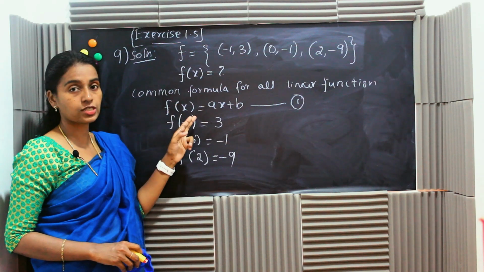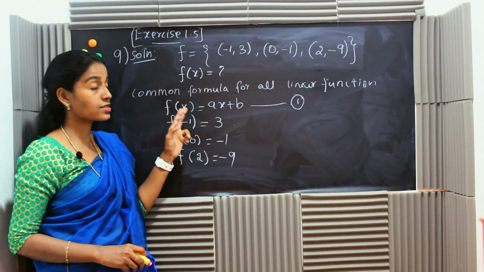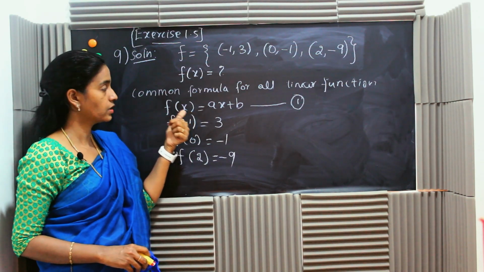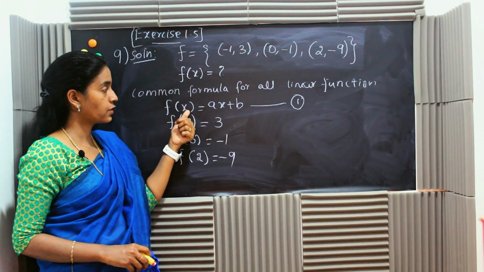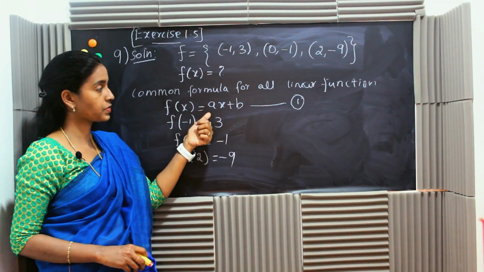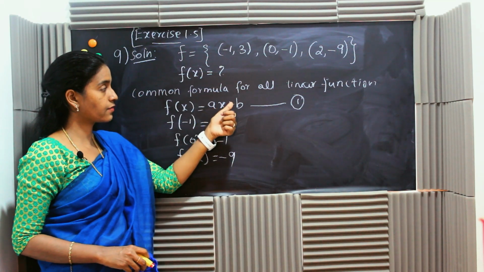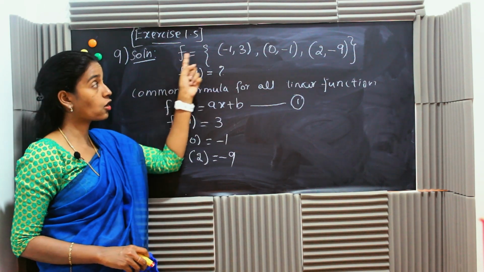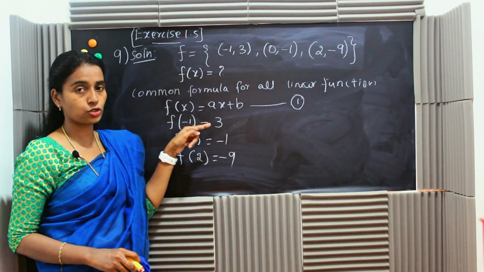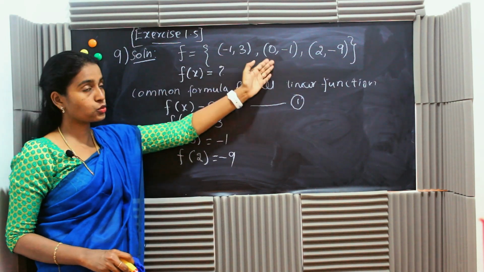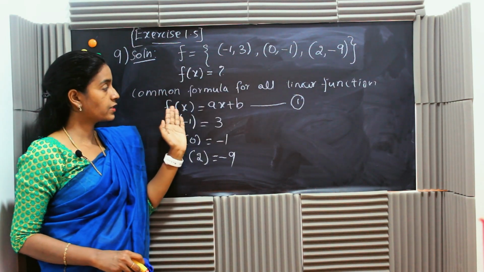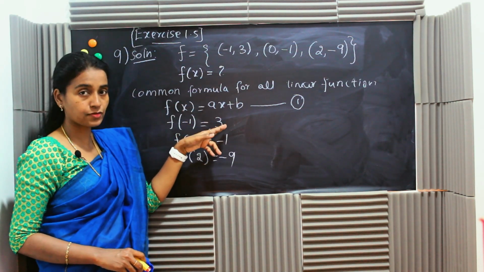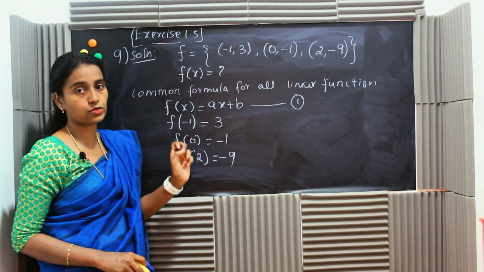What is the question we need to find out? We need to find out f of x, right? This is the common formula. If you know the value of a and b, we can find out f of x easily according to these points. For that we have to find out the a and b values.